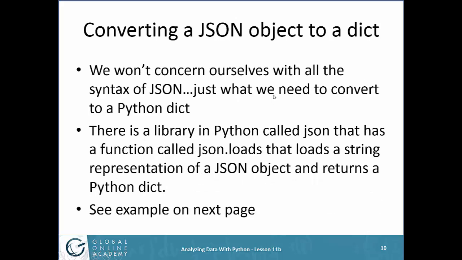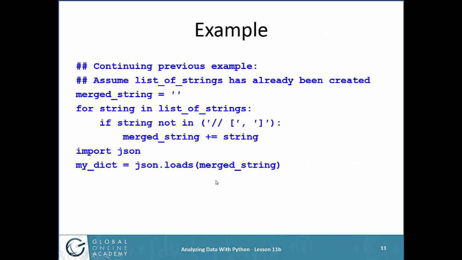So, how do we do that? We aren't going to concern ourselves with all the syntax of JSON, just what we need to convert it to a Python dictionary. There is a library in Python called JSON that has a function in it called json.loads. That stands for loading a string. It loads a string representation of a JSON object, which is pretty much what we're going to be getting from our website, and it returns it as a Python dictionary. Let's see an example on the next page. This continues the code we had before.